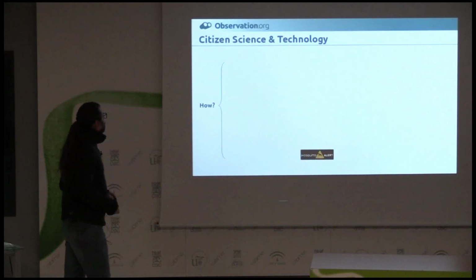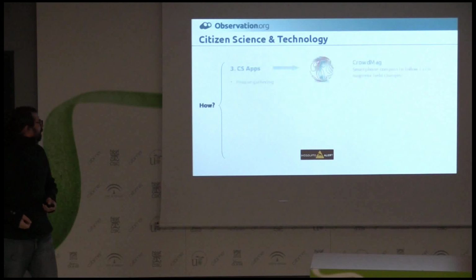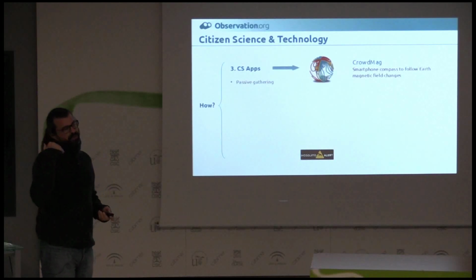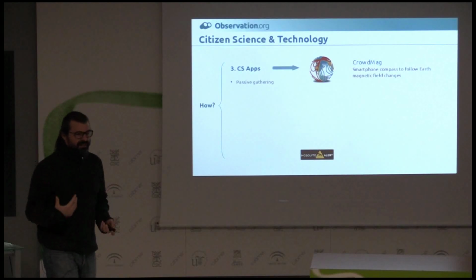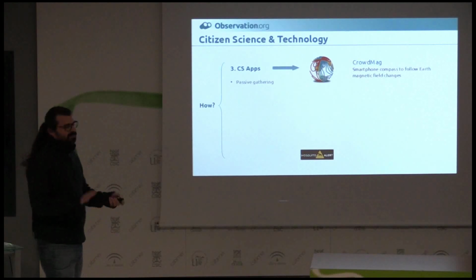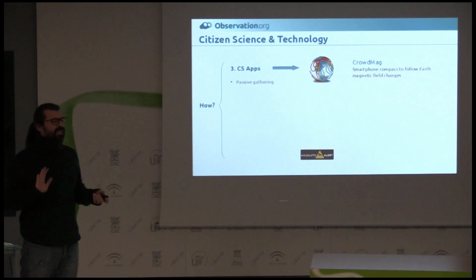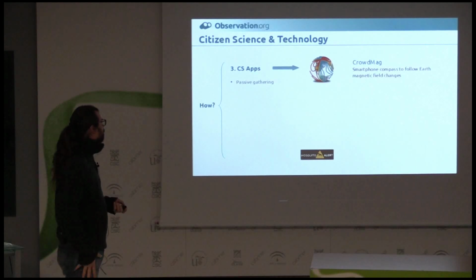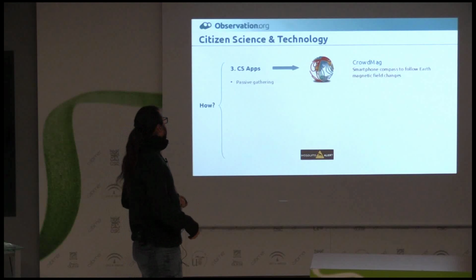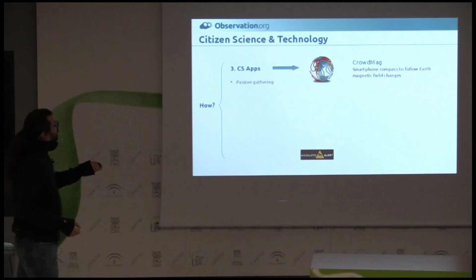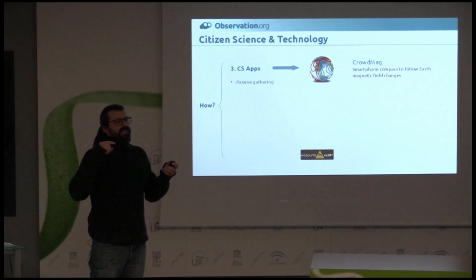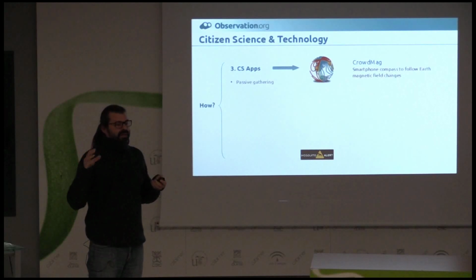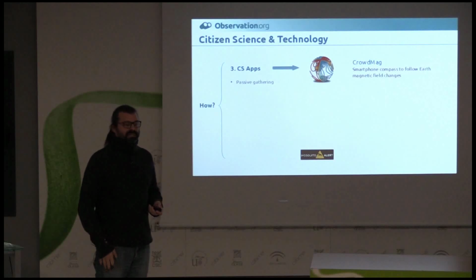So now we have the third level. You are doing something more than just reviewing previous information. You are collecting information. How? Passively. You are not doing anything, just using your tools. You have your mobile phone in your pocket, and for example, with this application, CrowdMag, you are trying to follow the changes in the Earth's magnetic field just using the compass that you have in your mobile phone.